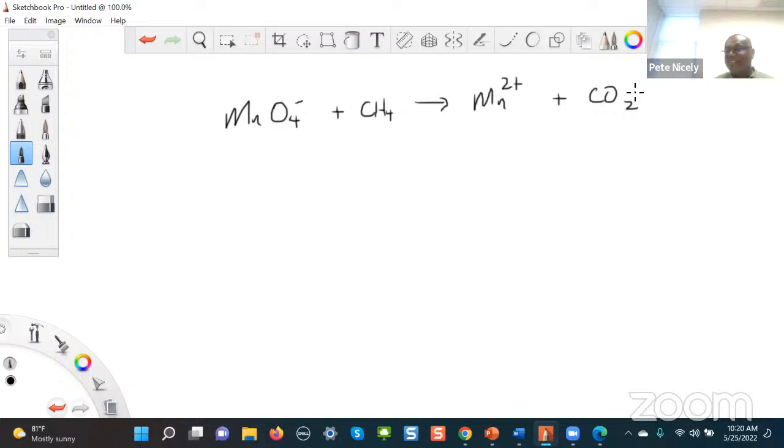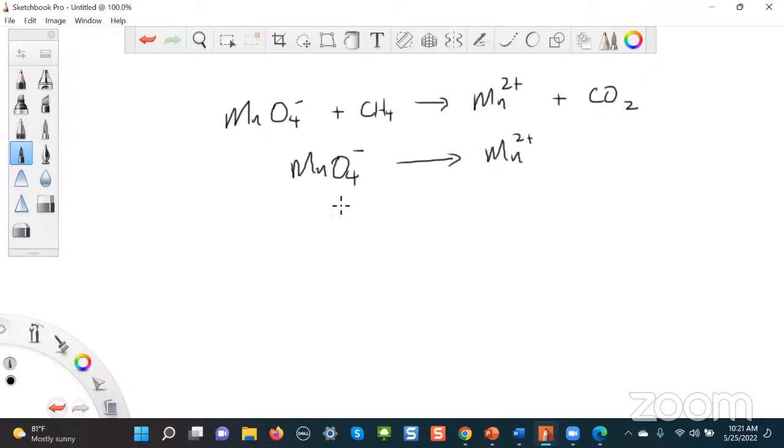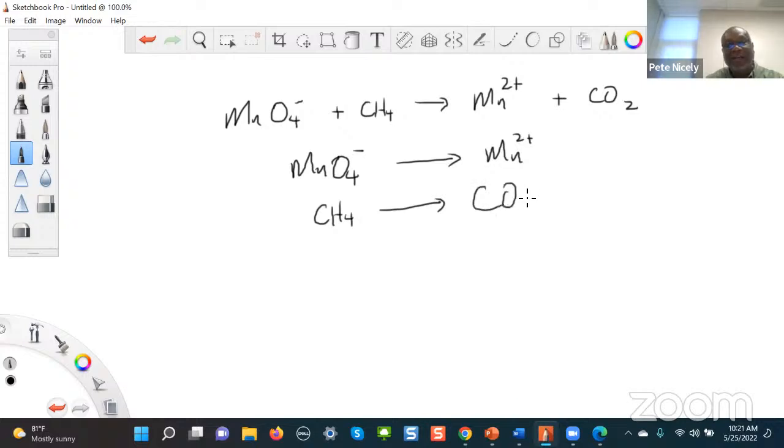Okay. All right, so based on the examples that we have looked at so far, what would be the very first step? Separate them into 2 half equations. Okay, very good. So what would be the first half equation? MnO4 minus going to Mn2 plus. And the other one would be what? CH4 and CO2. Okay. All right, very good.